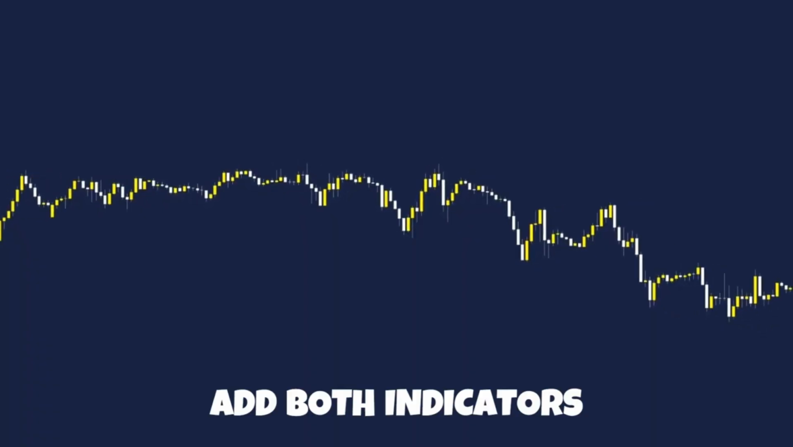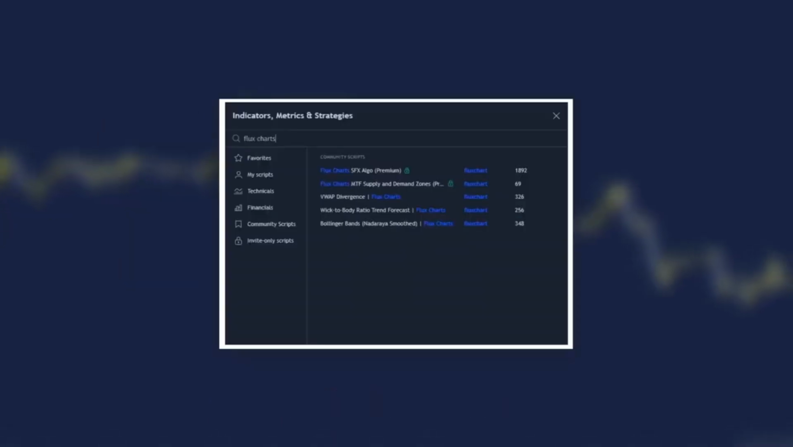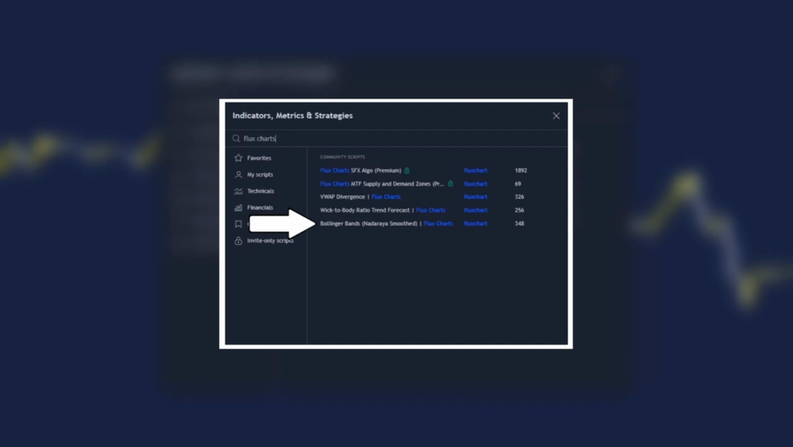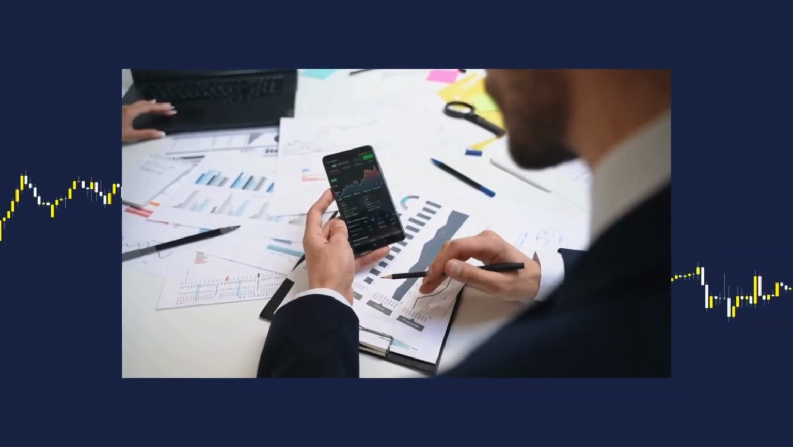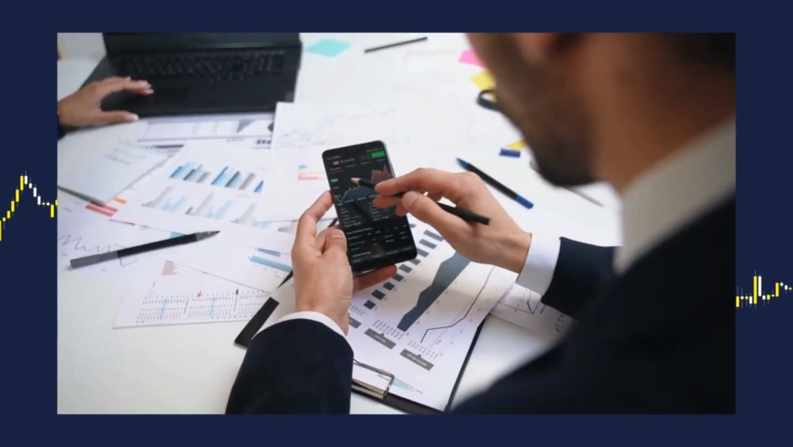So we're now going to add both of these indicators to our chart. Click on indicators at the top, type in FLUX CHARTS, and we will be adding the VWAP divergence indicator and the Bollinger Bands indicator. Both of these indicators are by FLUX CHARTS, and both are absolutely free and they are very, very powerful, and shortly I will show you why.